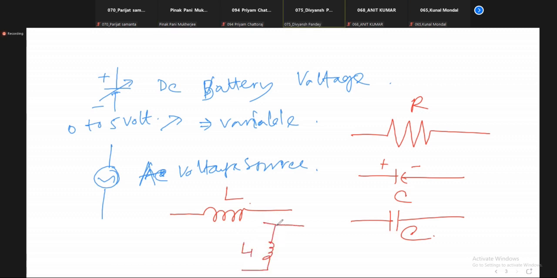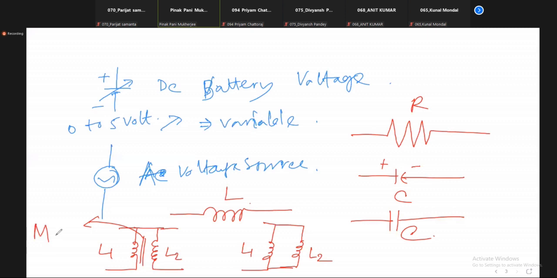Hello sir, slow down sir. This is L2. Okay, so in this case, the mutual induction or mutual coupling is not considered. If the symbol is like this, then this is L1, this is L2. So in this case, the mutual inductance is considered, and this parallel sign is indicating mutual inductance.